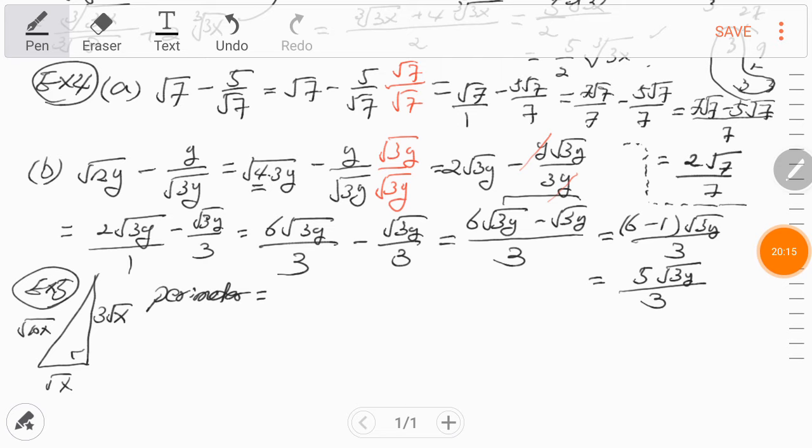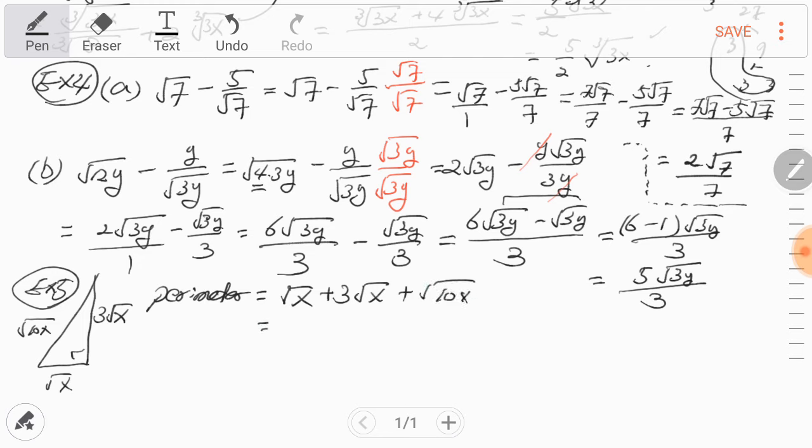Okay, in this example, let's find the perimeter of this triangle. The perimeter is the sum of all three side lengths. So let's write each expression of the side length. The bottom is square root of x, the right side is 3 times square root of x, and the hypotenuse is square root of 10x.